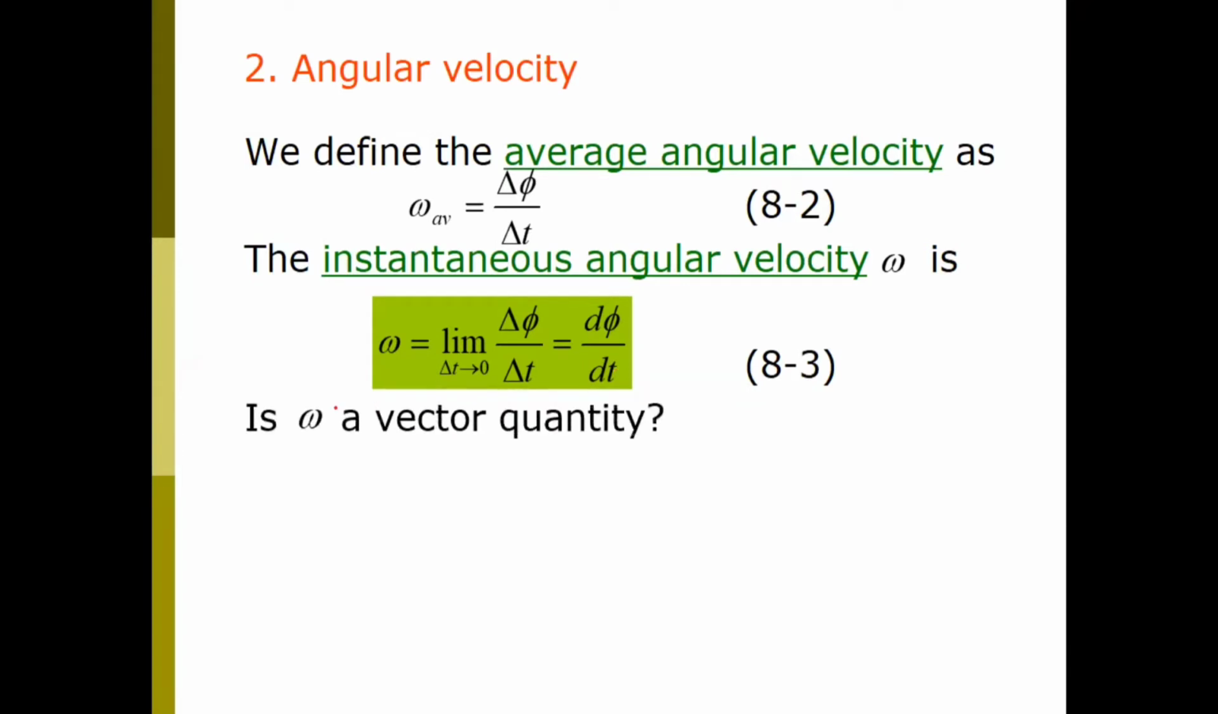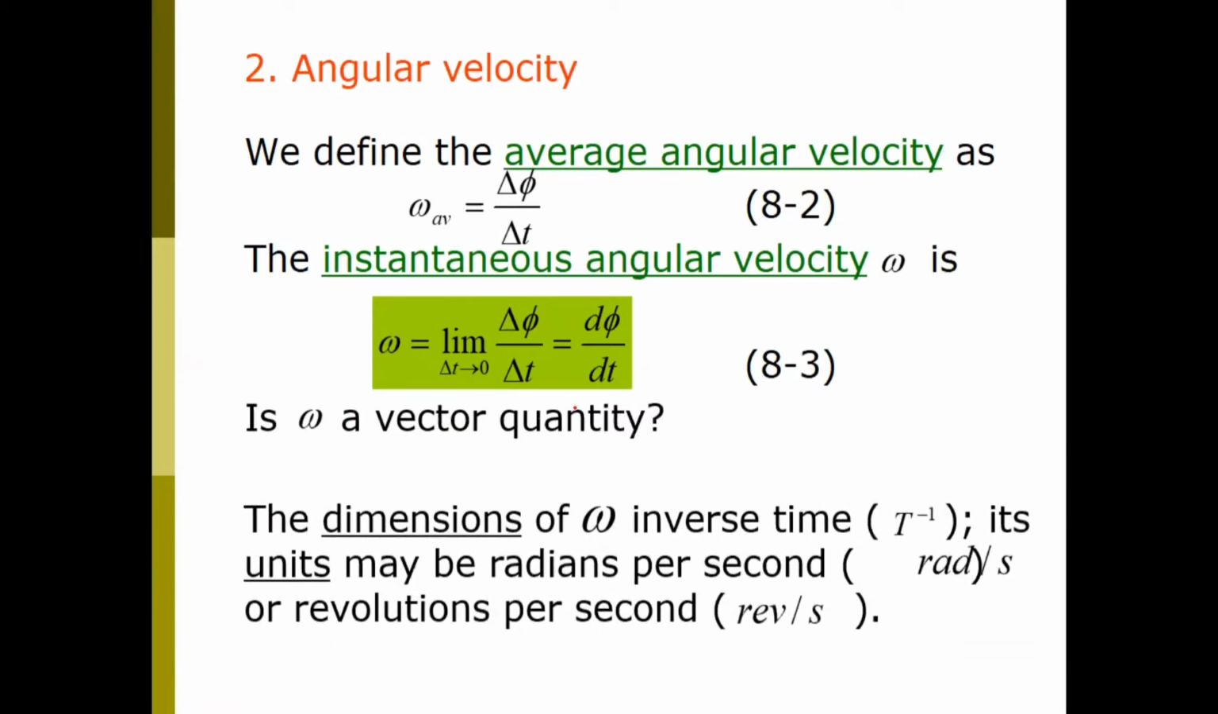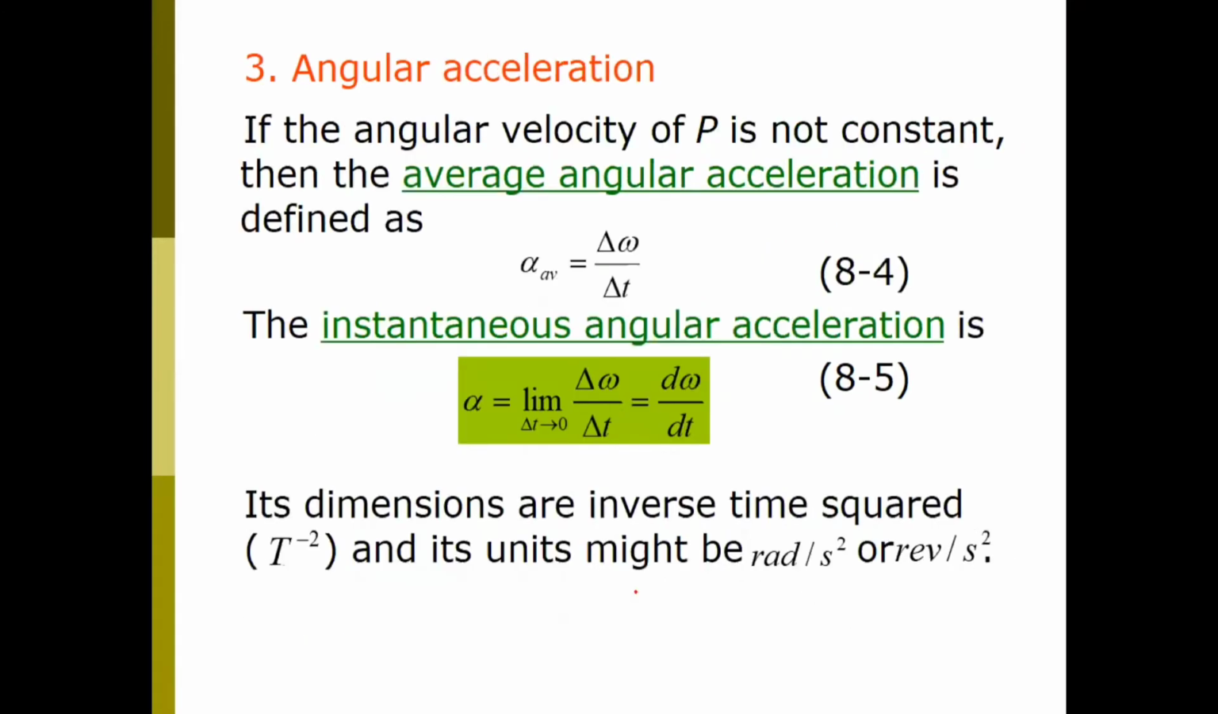Now, in this case, is omega a vector quantity? What do you think? Write down your answer on the comment box. So the dimensions of omega are inverse time, and its units may be radians per second or revolutions per second.